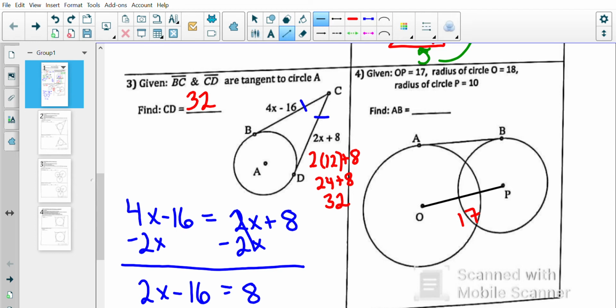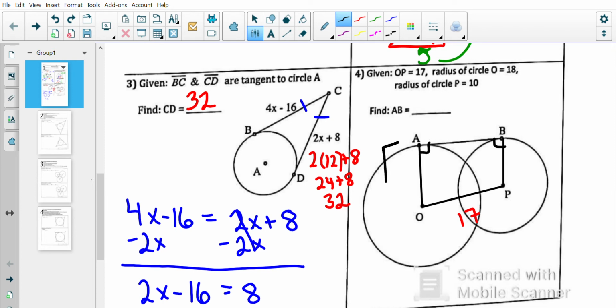Next step, draw radii to the common tangent. So I'm going to draw a radius from O to A, and I'm going to draw a radius from P to B. Now remember, when a radius touches a tangent, we end up getting right angles. Now I'm going to label. So we know the radius of circle O is 18. So from A to O is 18. Look how I'm labeling it. And the radius of circle P is 10. So I'll label that as 10.